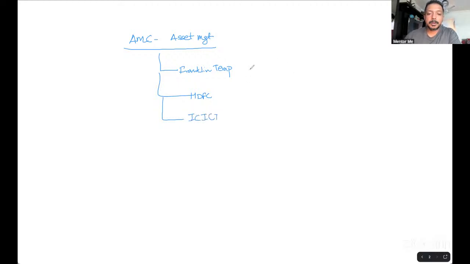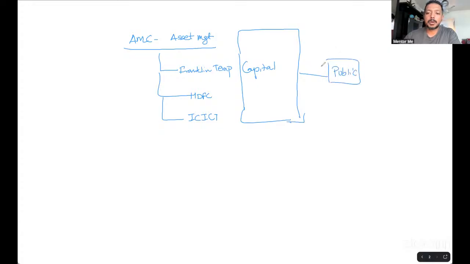Now out here, there is a pool of capital. And the capital is coming from a large number of public investors in very small amounts. So the capital is coming from here. And of course, they expect returns.